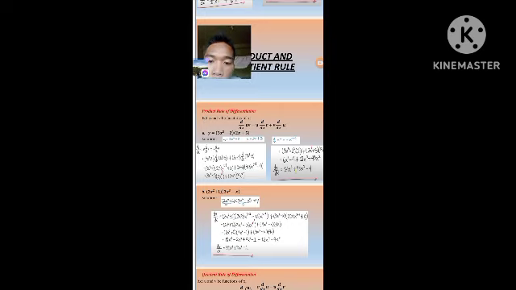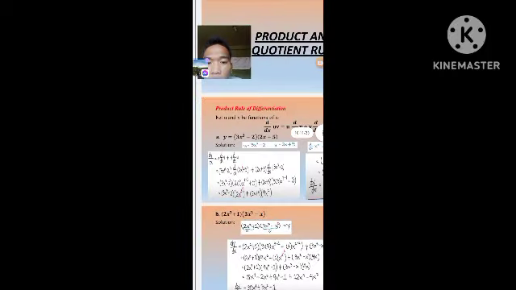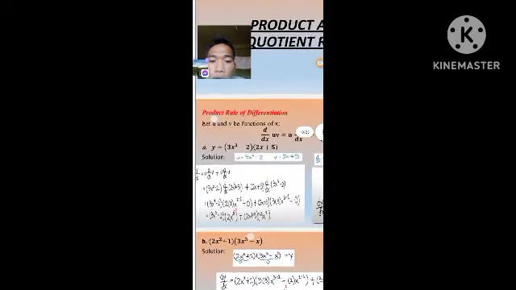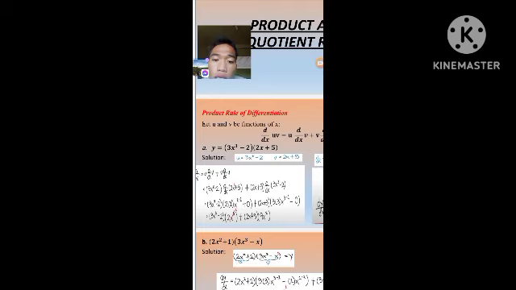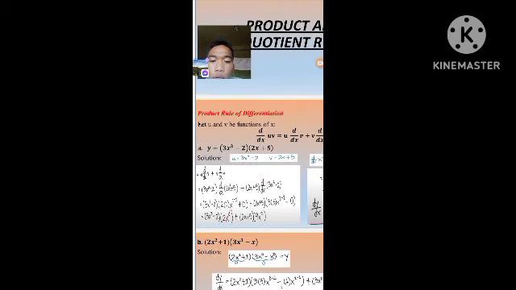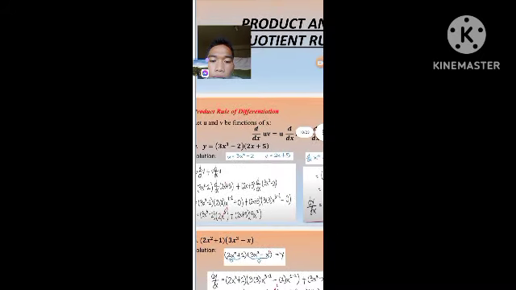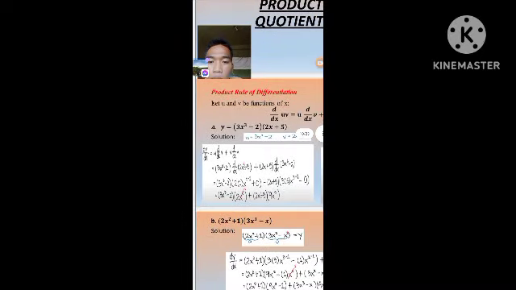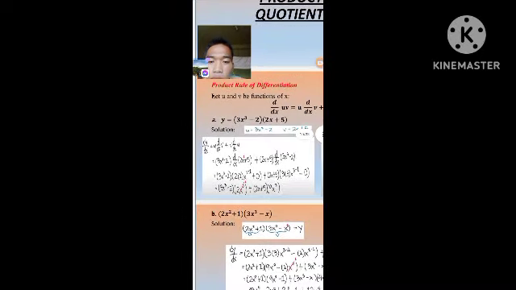So for example, in this example, we have y equals 3x cubed minus 2 times 2x plus 5. So we have u as 3x cubed minus 2 and v as 2x plus 5. So we're going to simplify. So u times d over dx of v, where our u is 3x cubed minus 2.